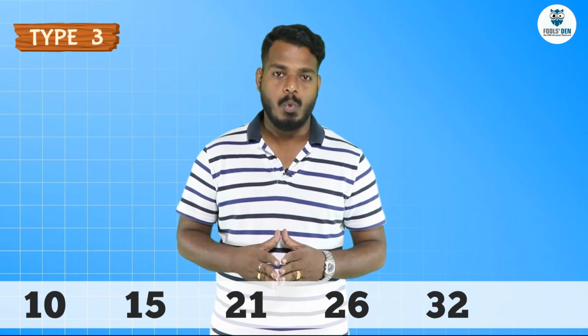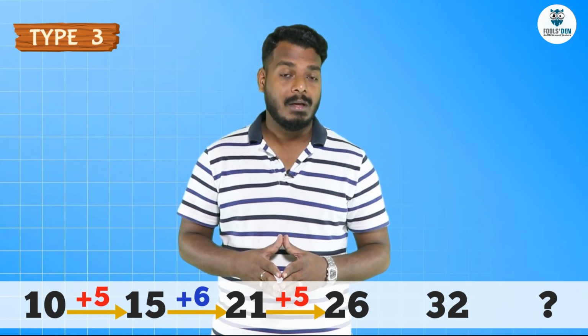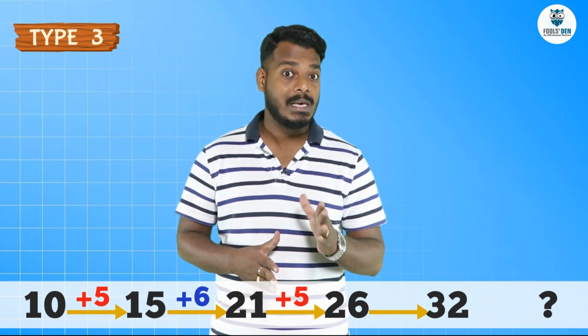The next pattern, type 3. Have a look at the series. 10, 15, 21, 26, 32, question mark. Try to find out the difference between the numbers. The difference between the first 2 numbers is 5. The next difference is 6. The next difference is a 5 again. See, it's getting repeated. The next difference is 6.